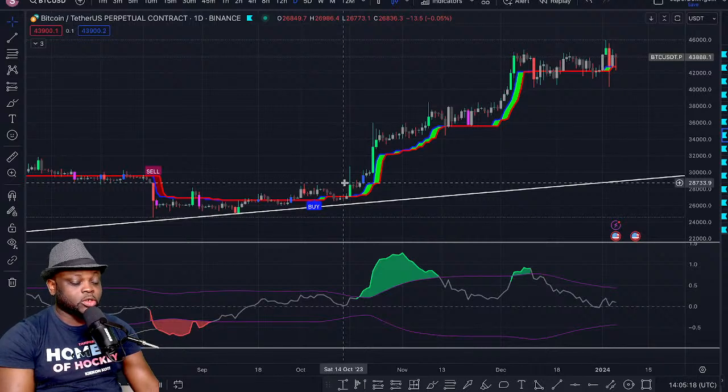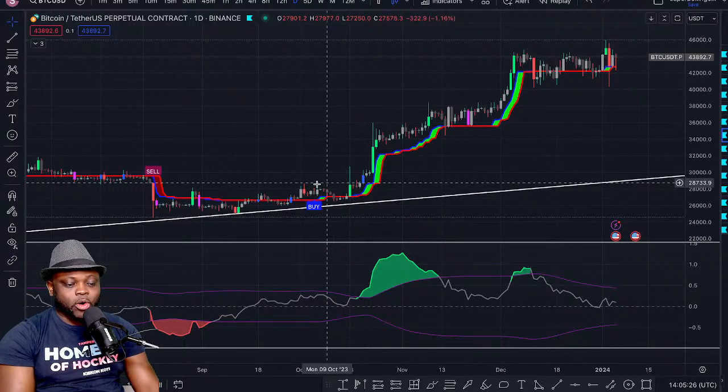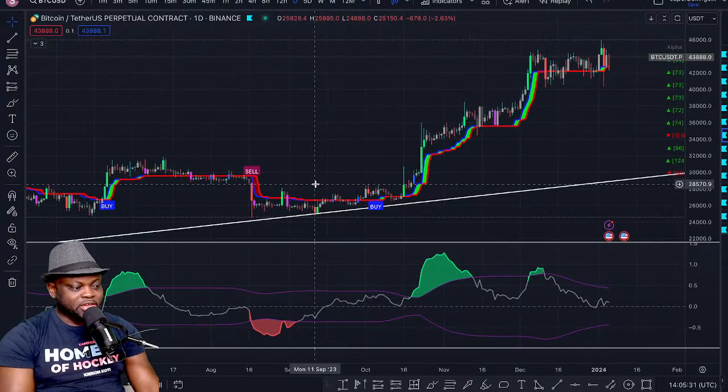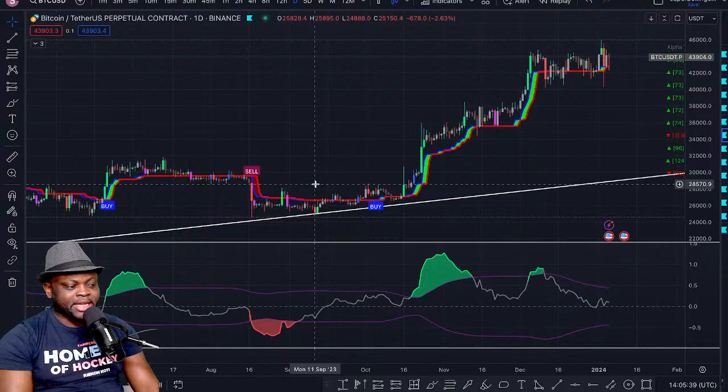So I'm going to combine these indicators today and show you guys how you can use them to trade any coin out there. So let's dive into it right now. This is Bitcoin on the daily time frame, guys. And one thing I've noticed about this indicator is that it's so effective on the daily time frame. You can use it to swing trade, I mean, swing trading Bitcoin.